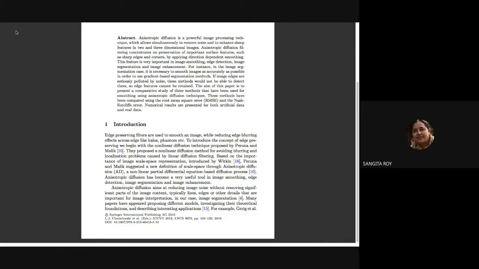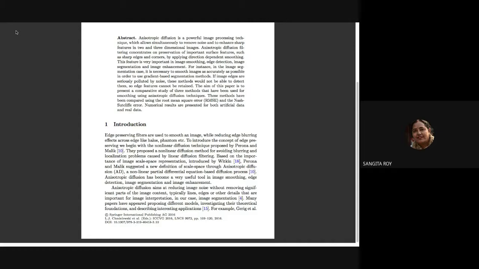For instance, in the image segmentation case, it is necessary to smooth images as accurately as possible in order to use gradient-based segmentation methods. If image edges are seriously polluted by noise, this method would not be able to detect them. So edge features cannot be retained.